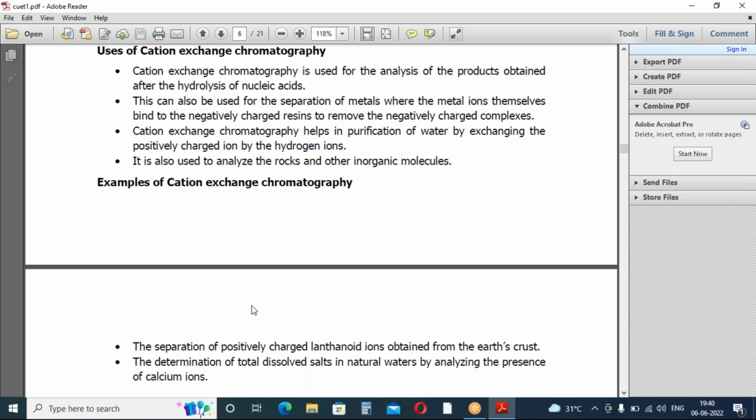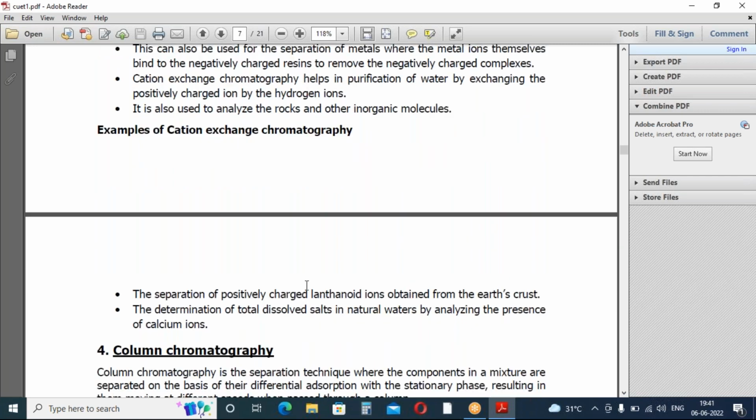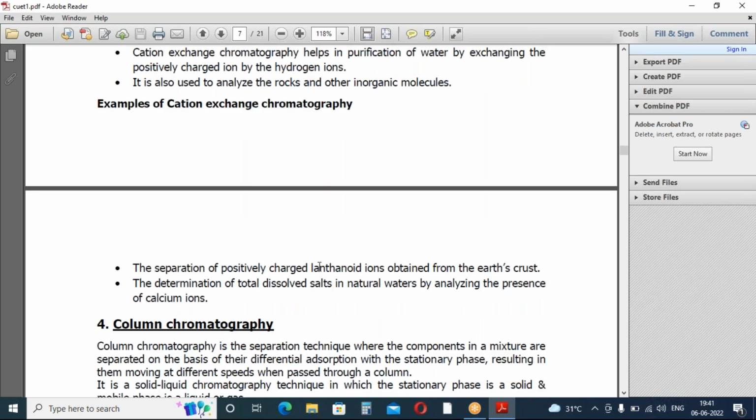And also this is used for the determination of total dissolved salts in natural waters by analyzing the presence of calcium ions. Okay, these calcium ions carry the positive charge, and for the determination of these salts, we can detect the calcium ions. Okay, and that is the ion exchange chromatography. First of all, we discussed affinity chromatography, then ion exchange chromatography, and ion exchange again is of anion exchange and cation exchange.